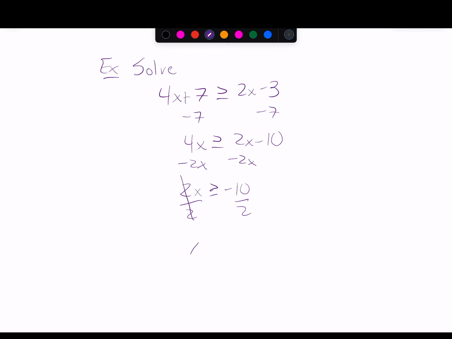The 2's cancel. x is greater than or equal to negative 10 over 2, or x is greater than or equal to negative 5. And that's our final answer. Let's try another example.